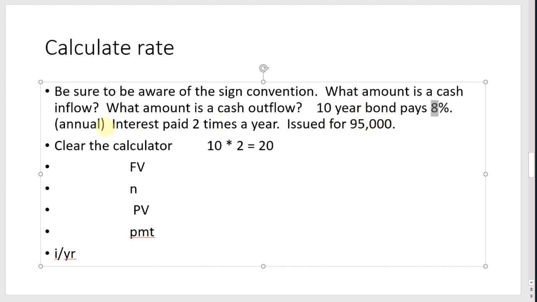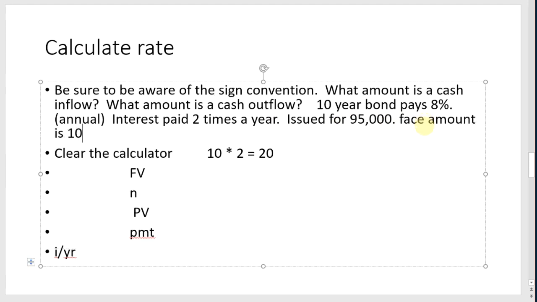I didn't even write the amount of this bond. It's issued for $95,000, so I'll just write it in here. The face amount is $100,000. So the investor will receive $100,000 when the bond matures, but it's only issued for $95,000. So it was issued at a discount, which means the market required a higher interest rate than the bond pays. We'll be looking at this in a little more detail, but right now we're just looking at how to do this on your financial calculator.